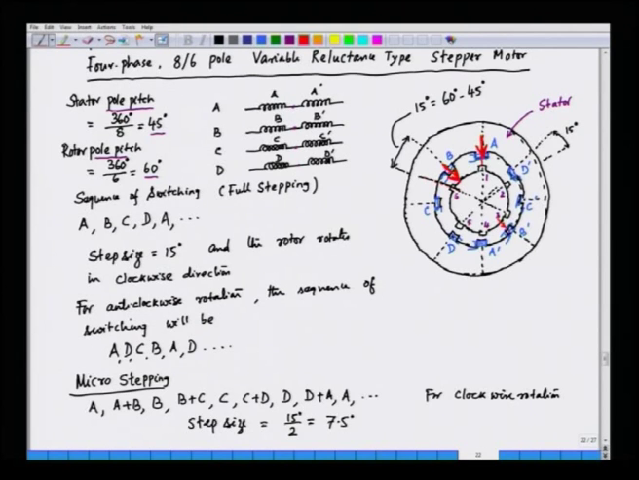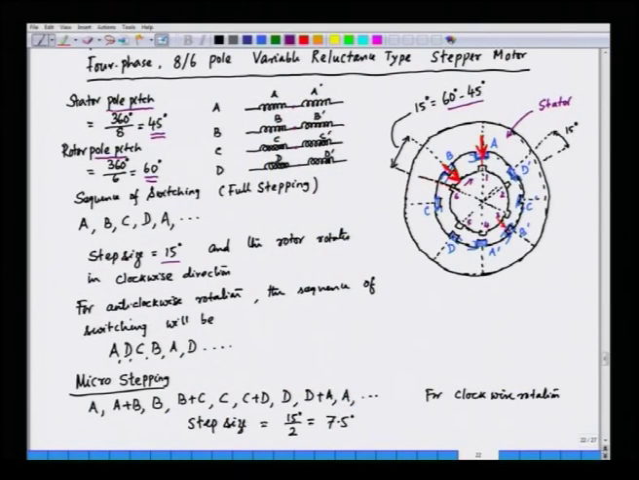And when pole 6 is attracted and gets aligned along phase B, what is the distance covered in terms of the angular position? We know that the stator pole pitch is 45 degrees, the rotor pole pitch is 60 degrees, and hence the differential angle, 60 minus 45, is 15 degrees. And hence the rotor rotates in the clockwise direction by an angle of 15 degrees. So, 15 degrees is the step size. So, we say here that the step size in this case is 15 degrees. And what is the sequence of switching?